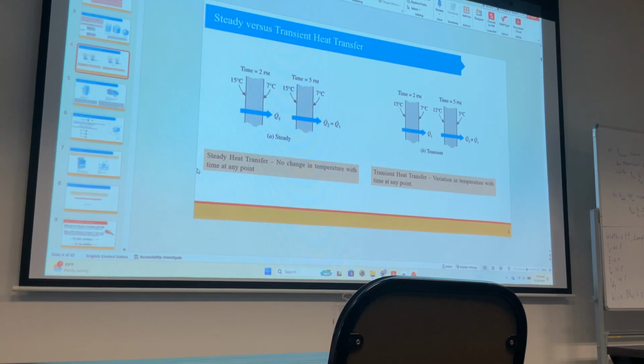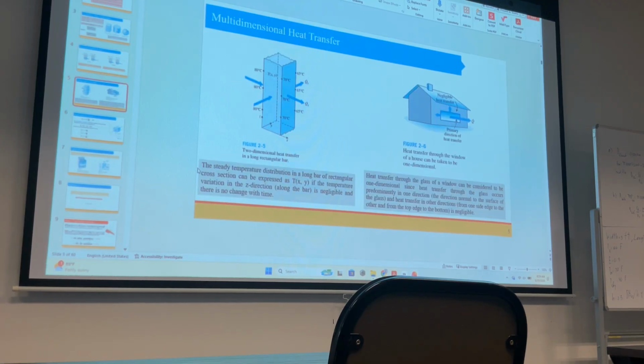And the second is transient. At 2 p.m. the temperature is different, at 5 p.m. the temperature is different on either side of the wall. So it is transient. The temperature is changing with time. Steady heat transfer: no change in temperature with time at any point. Transient: variation in temperature with time at any point.